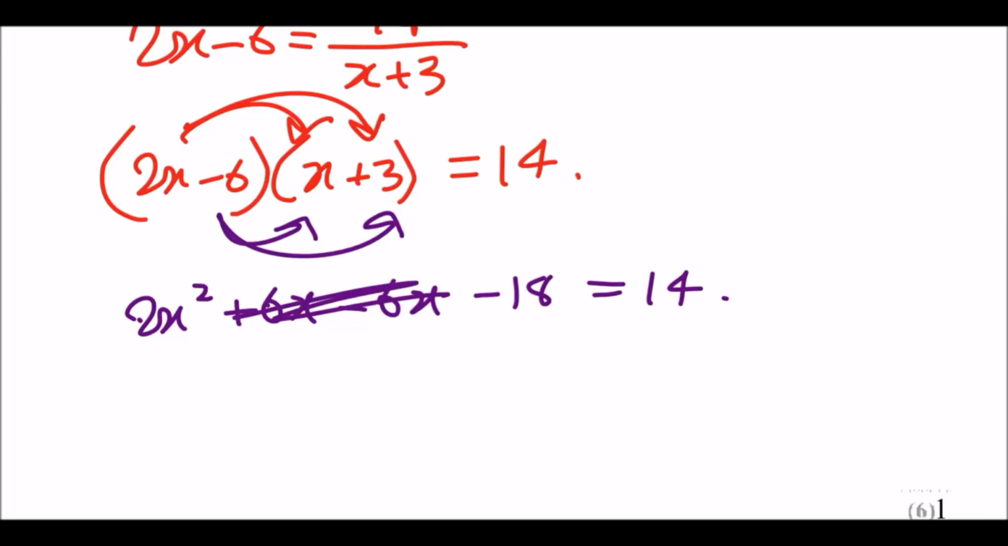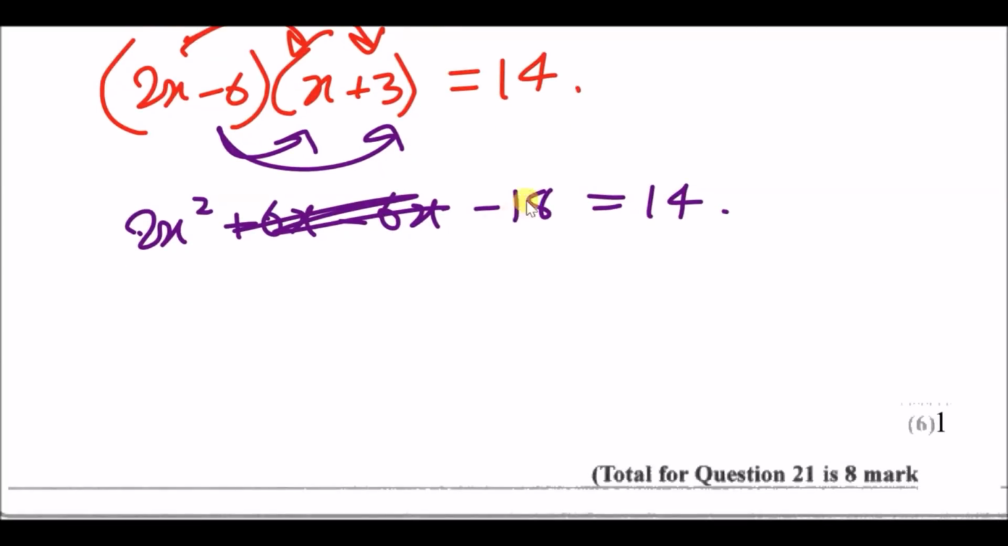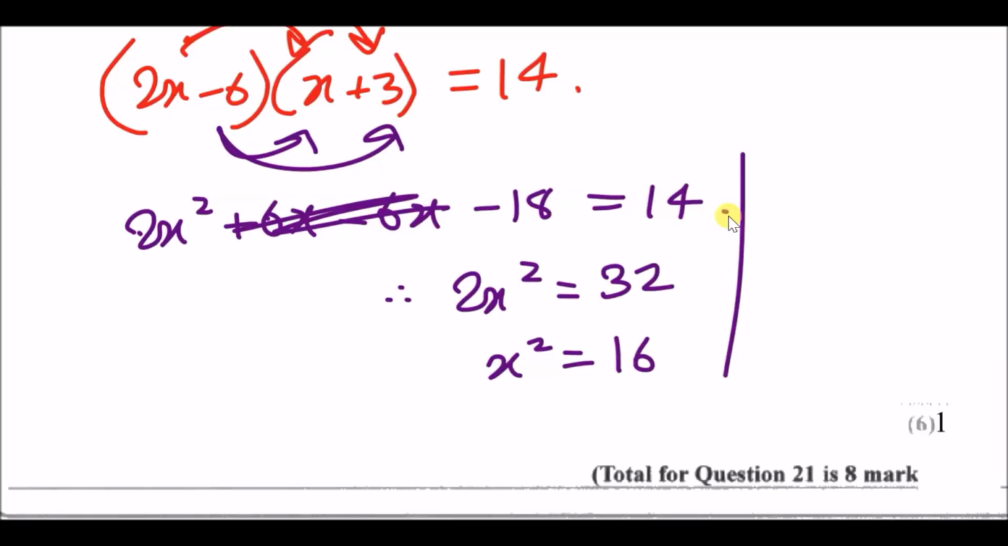Alright, nice. So now lastly, what we're going to do here, we're now going to just make 2x squared the subject. So let's plus 18 across. So you're going to have 2x squared equals 14 plus 18, so you get 32. And then you half it across to make x squared the subject, you get 16. And lastly, to find x, we need to square root. So x would equal plus minus 4.